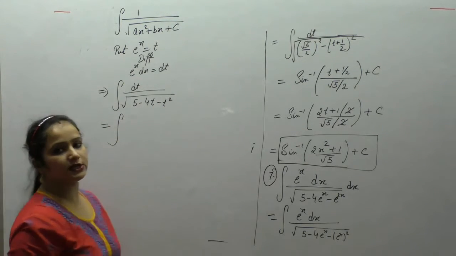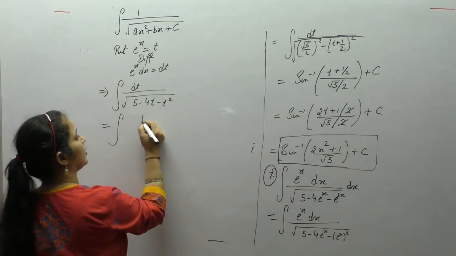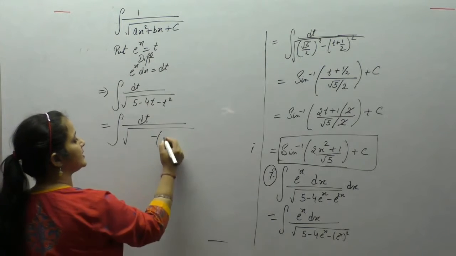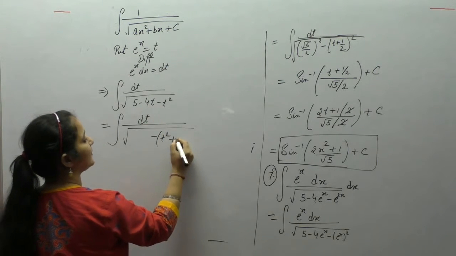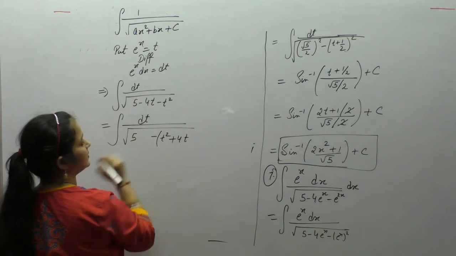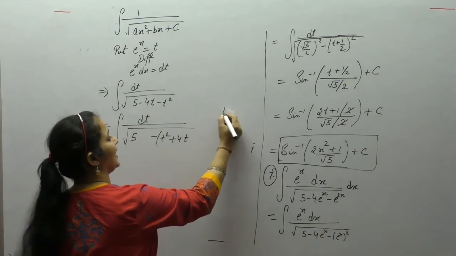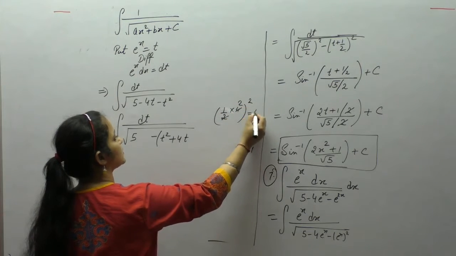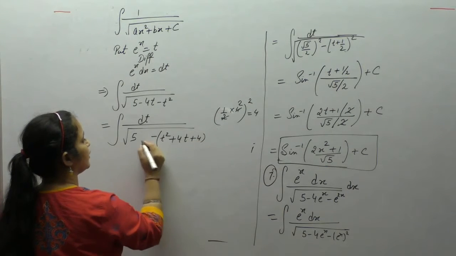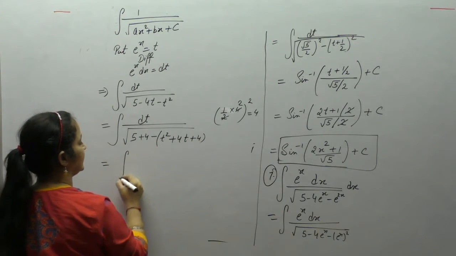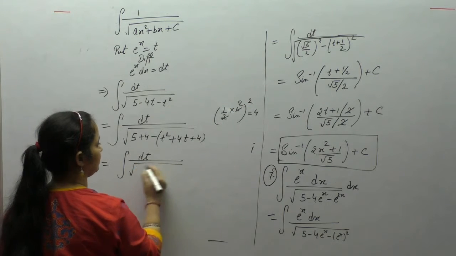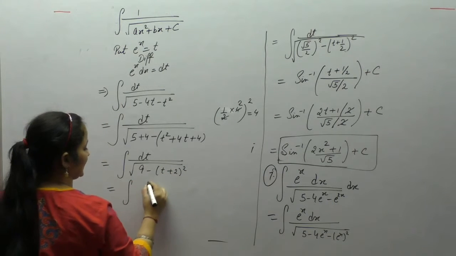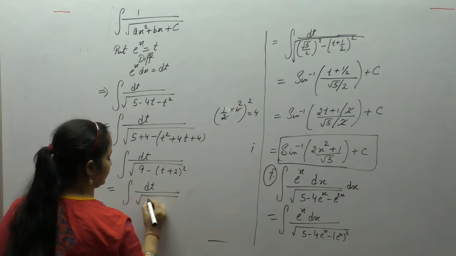Again in the denominator we have a quadratic. First make the coefficient of t square unity. Take the negative sign common here: t square plus 4t, and 5 is constant. Now add and subtract half coefficient of t whole square. 2 square is 4, minus 4 and plus 4 here. We get dt upon square root of 9 minus t plus 2 whole square. We can write 9 as 3 square.